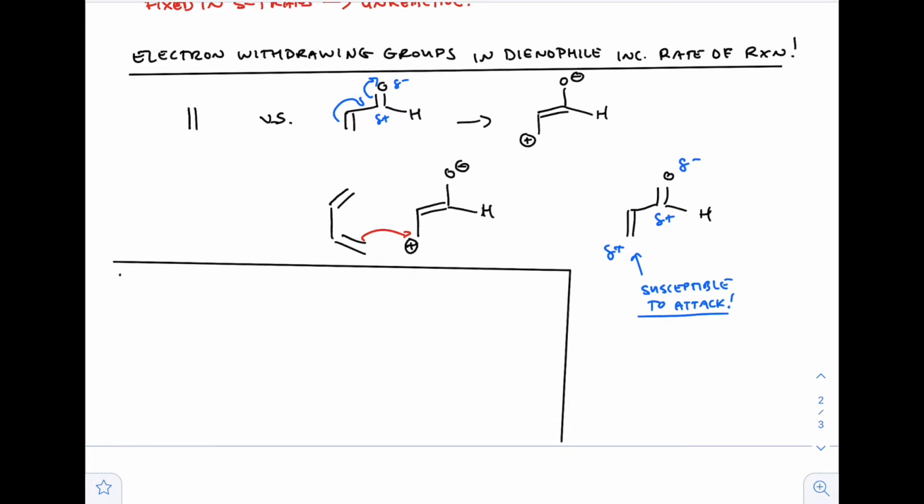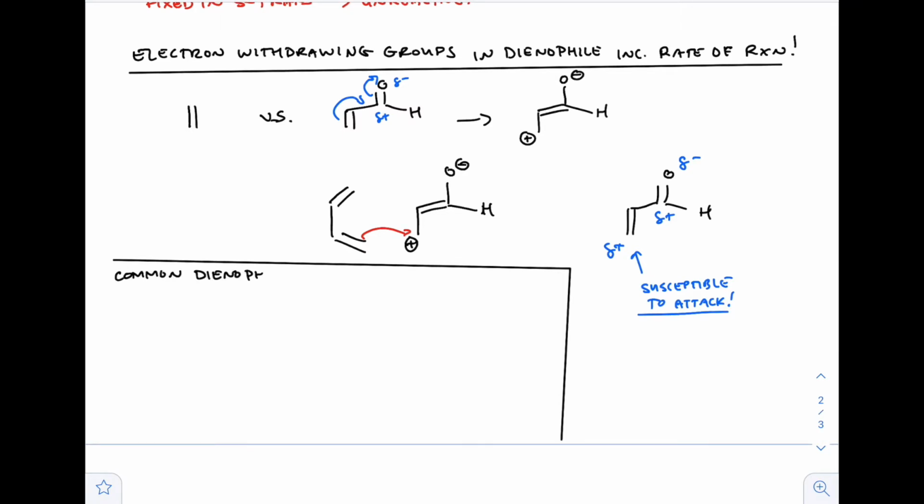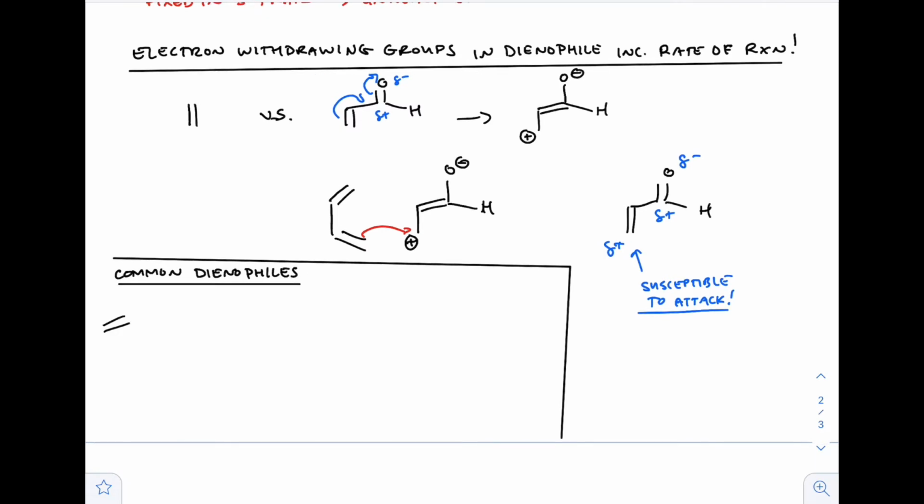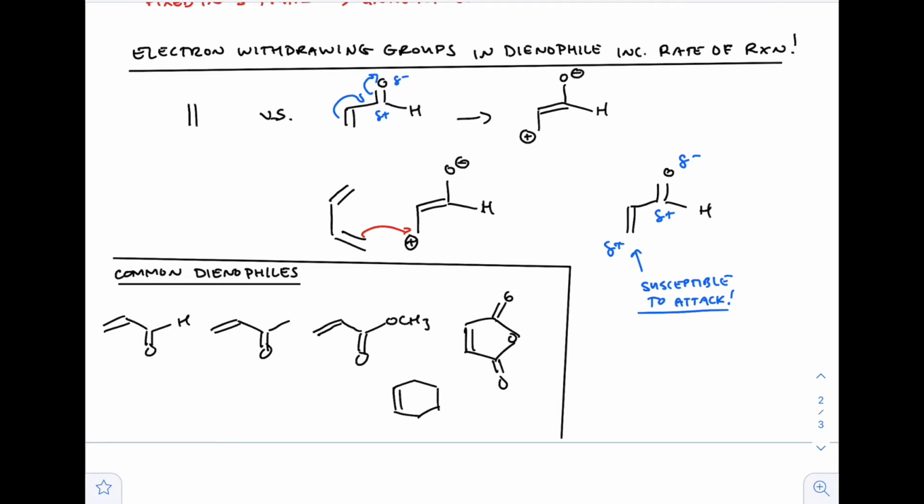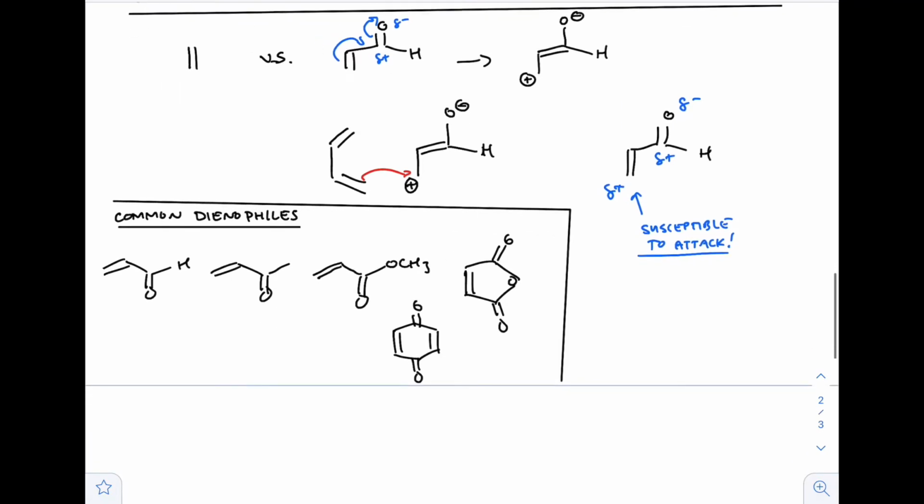All right, so I'm going to list some of these common dienophiles out for you. Some of them, I mean, we don't really need to know the names, but you'll probably just get used to it after a while. But basically make note of the functional groups that are coming off of it. You can see we have an aldehyde, a ketone, an ester. This guy right here is fancy. That's maleic anhydride. It's basically a ring, right?